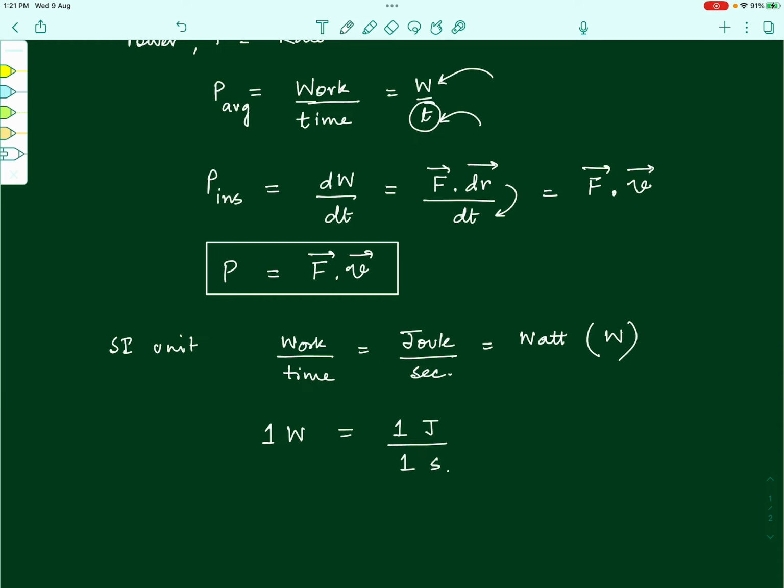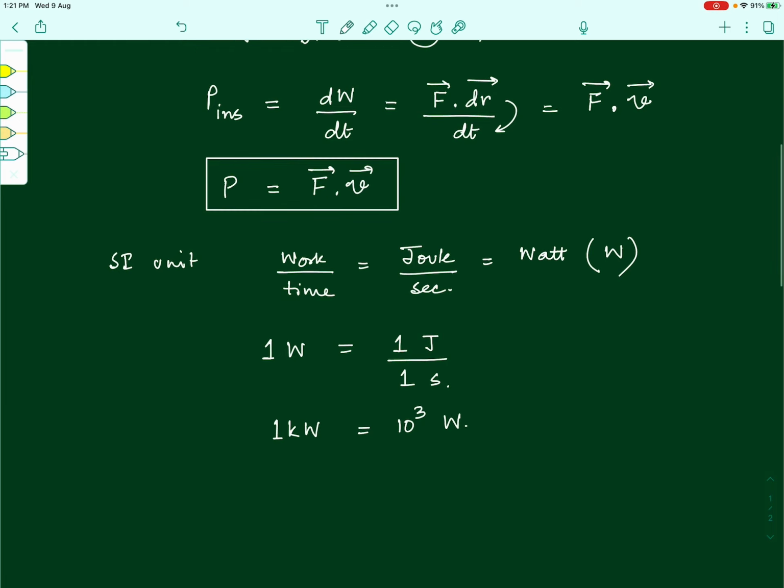The more practically used units are a kilowatt, 1 kilowatt, which is nothing but 10 raised to the power 3 watts, right? And there's a horsepower also. Horsepower is another unit for power which we generally use. It is used to find out the power of engines, the engines of vehicles and all, right? But that's not the SI unit. The SI unit is watt itself.